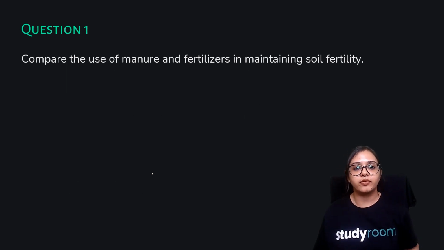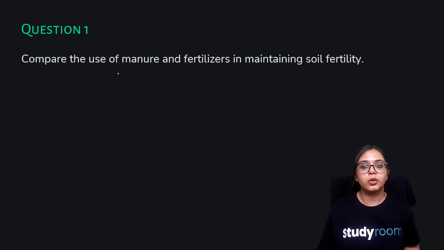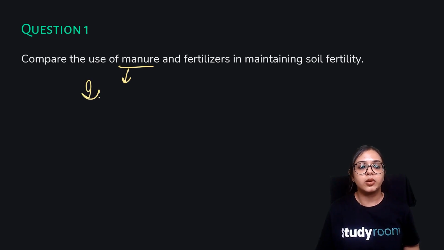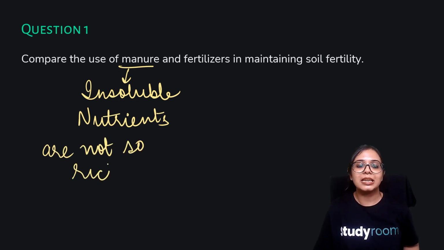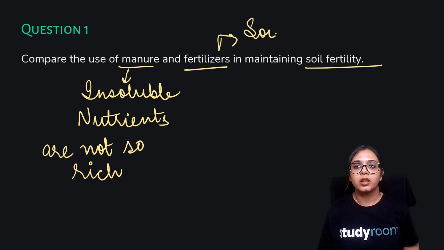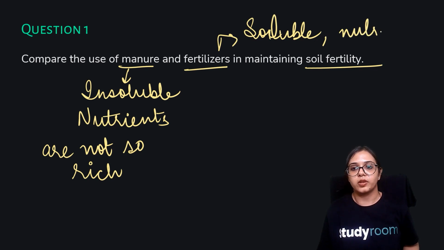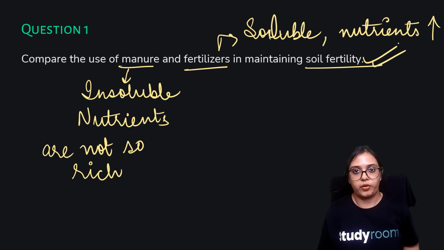Compare the use of manure and fertilizers in maintaining soil fertility. Manure is insoluble in water, and the nutrients in manure are not so rich, so it is not going to provide an increased soil fertility. Whereas fertilizers are water soluble and have more nutrients. So naturally, they are going to increase the soil fertility more. Okay.